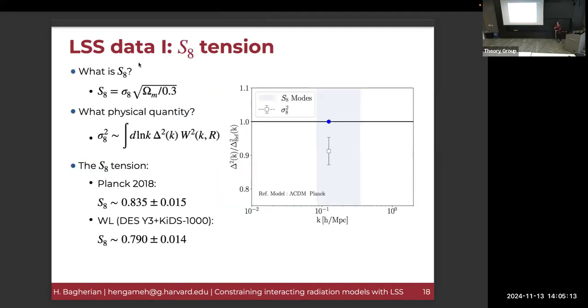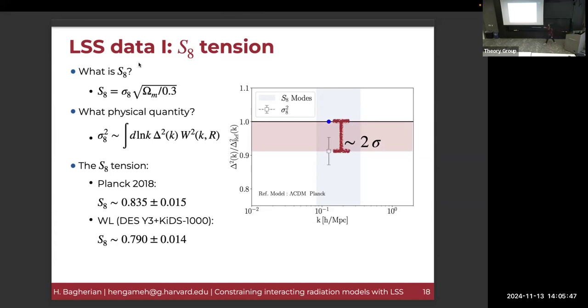Okay, so what is S8? S8 is basically a measure of structure formation, and you have to look at the parameter sigma 8 in the definition. And what is sigma 8? Sigma 8 is me looking at my matter power spectrum, delta, and then doing some sort of filtering on it to get the matter distribution from the matter fluctuations. It gives me a sense of structure formation. That formula doesn't tell us anything, because we don't know what delta and W are.